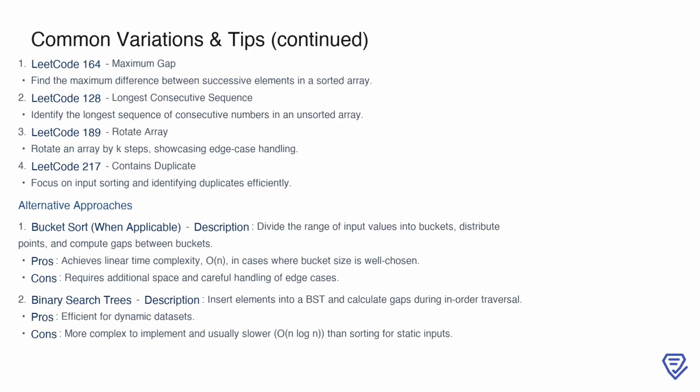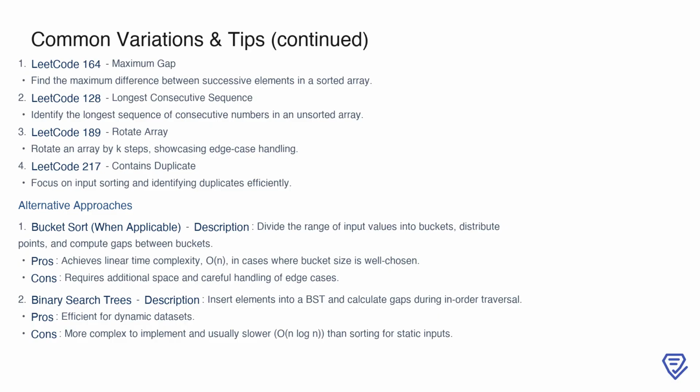There are also related problems that can help you practice and refine your approach. For example, LeetCode 164, maximum gap, involves finding the largest difference between successive elements in a sorted array. LeetCode 128, longest consecutive sequence, focuses on identifying sequences in an unsorted array. Problems like LeetCode 189, rotate array, or LeetCode 217, contains duplicate, emphasize input manipulation and efficient handling of duplicates.